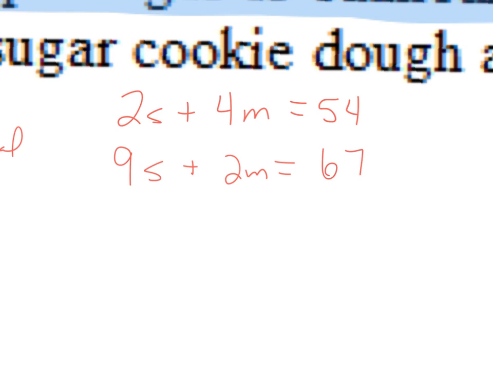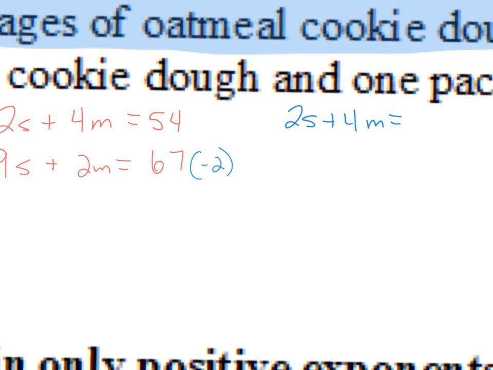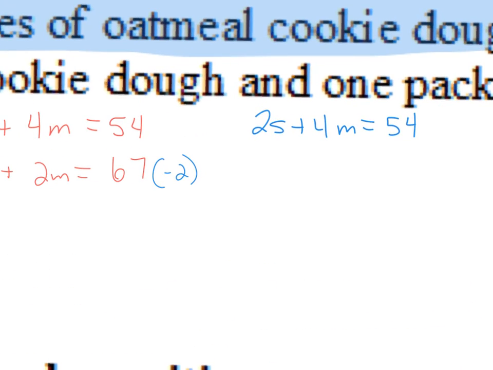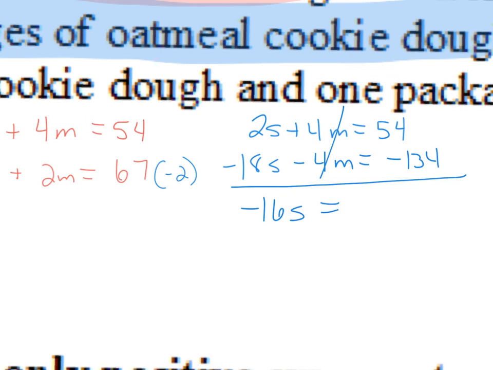Okay, so when I'm looking at this, I'm going to be doing elimination. And I think I'm going to go ahead and get my m's to cancel. So to get my m's to cancel, I'm going to multiply this by -2. So I'm going to have 2s plus 4m equals 54. And then I'm going to multiply by -2 and get -18s, -4m, and then 67 times 2 being -134. The 4m's will cancel, so I'm going to get -16s equals -80. And then when I divide by 16, I get S equals 5.